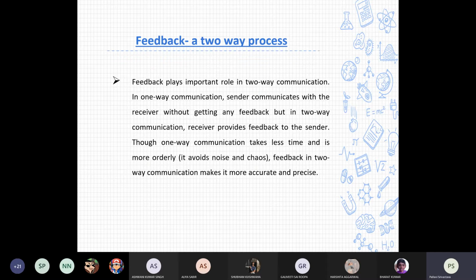Let's read what is written here. Feedback plays an important role in two-way communication. In one-way communication, the sender communicates with the receiver without getting any feedback. But in two-way communication, the receiver provides feedback to the sender. Though one-way communication takes less time and is more orderly because it avoids noise and chaos, feedback in two-way communication makes it more accurate and precise.